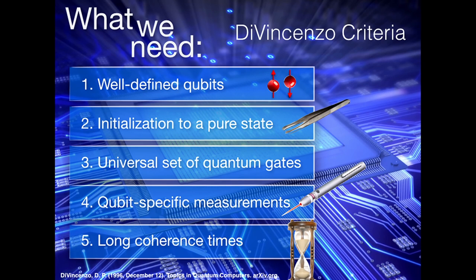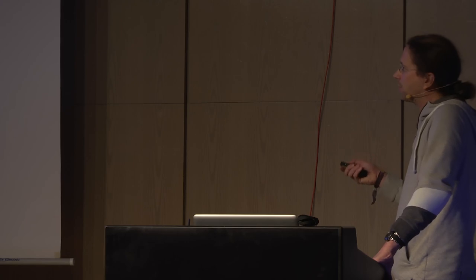If we are talking about the realization of a quantum computer, there was a nice paper from a guy from the University of Aachen, DiVincenzo. He established the DiVincenzo criteria for quantum computers. So he said, if we want to realize quantum computers, we need to address these problems. And they are pretty obvious.